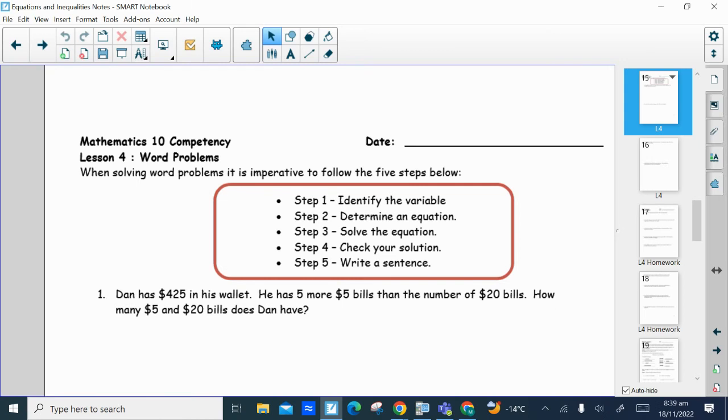So we're going to solve some equations, but the difference now is that we're going to have to write the equations first based on a scenario that we're given. And so there's some steps that we're going to follow.